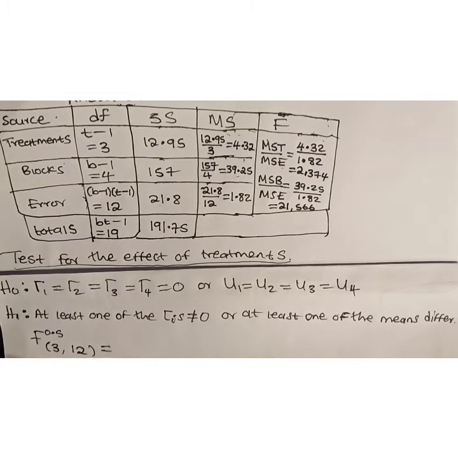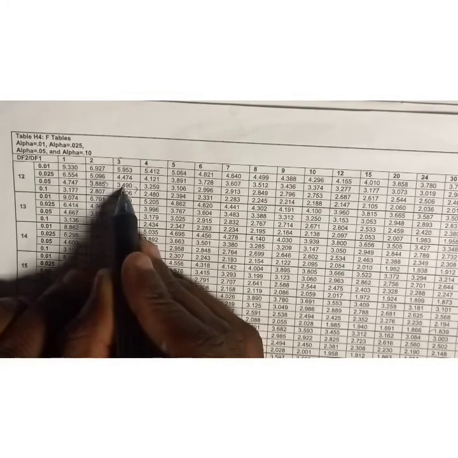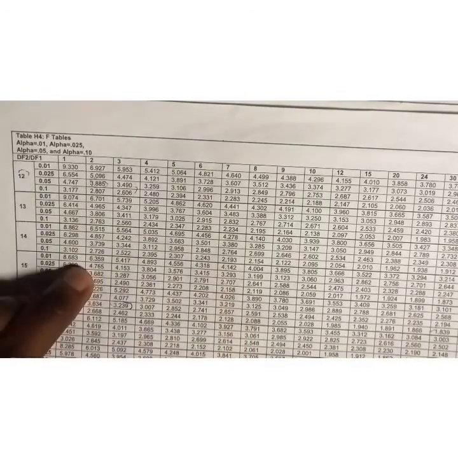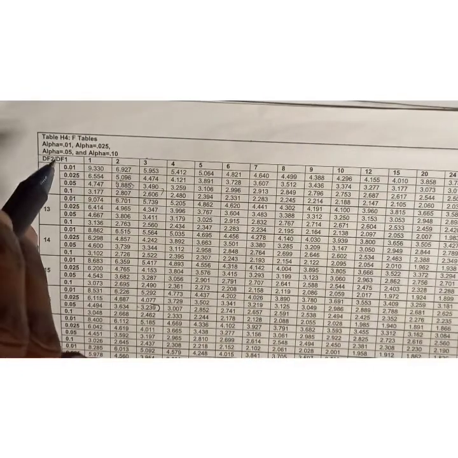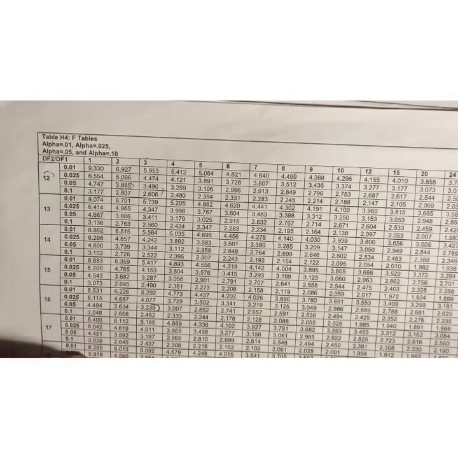So we'll have to check for the critical value from the F table with level of significance of 5% and degrees of freedom 3 in the numerator, 12 in the denominator. So the value which I'm looking for is 3.490. As you can see, where your alpha is 0.05, which is 5%, what we're looking for. So indeed, 3.490 is the correct value that we took from the table.